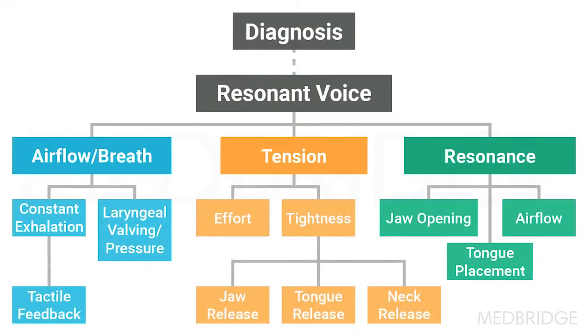Now there are three components that we talked about, right? The three subsystems of voice production, really: air, the vocal folds vibrating, and resonance. The vocal folds vibrating may be that diagnosis, potentially. Then we have airflow and breath on the left. We have a tension factor in the middle, and then we have resonance on the right. So it's identifying, what is the breakdown in this patient?